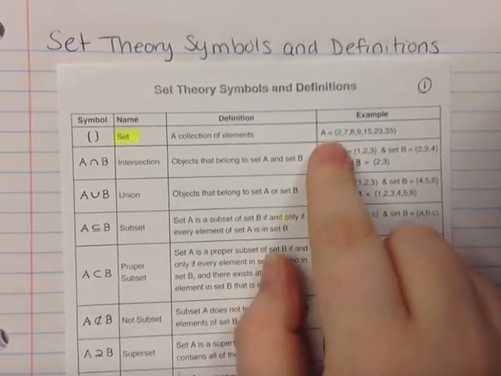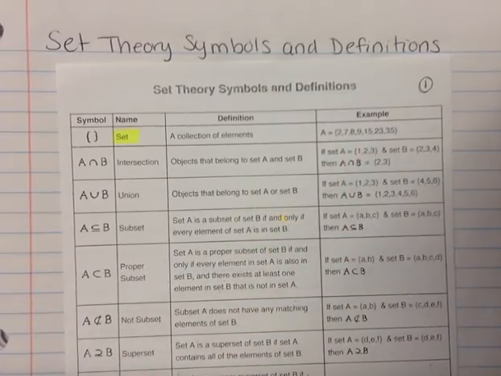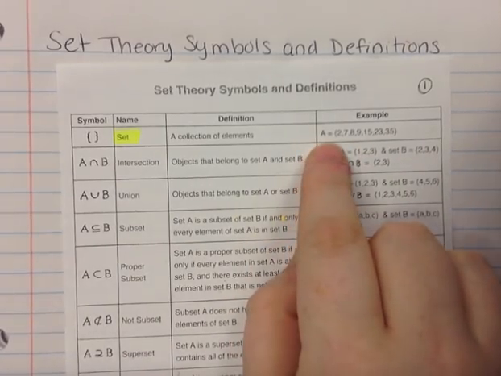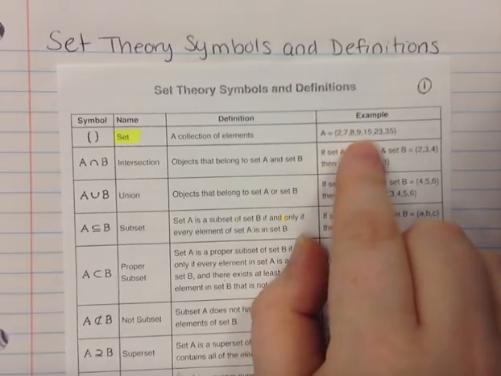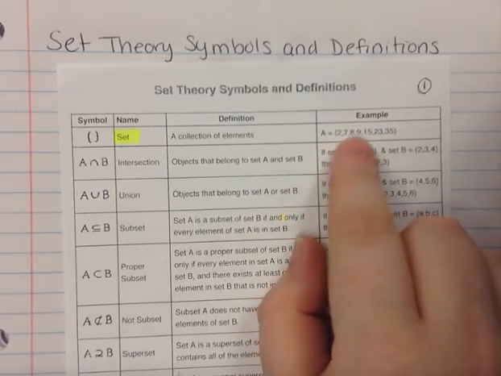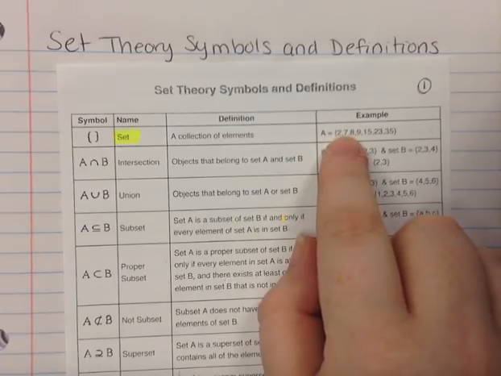Now we do go in order from least to greatest. We always try and go in order from least to greatest for that set. So set A is equal to 2, 7, 8, 9, 15, 23, and 35. It doesn't say anything in between them, so number 5, or value 5, would not be a part of this set.